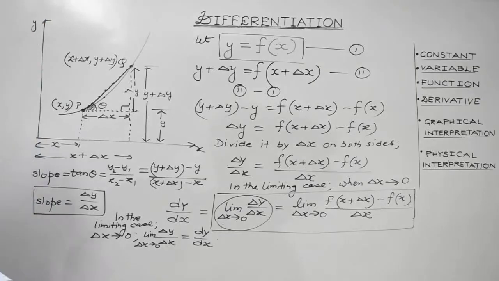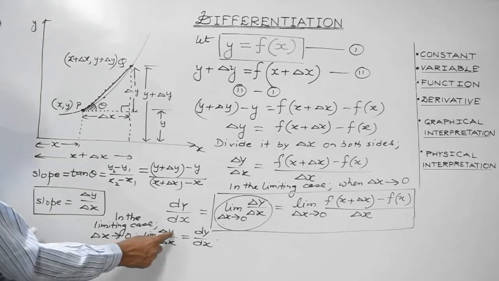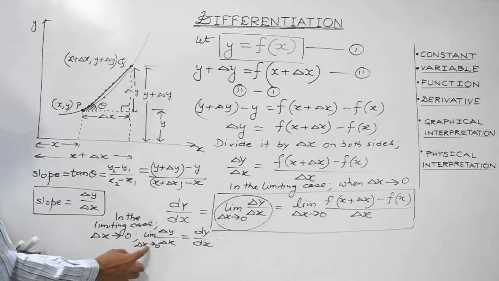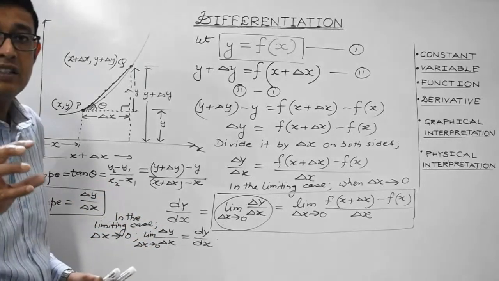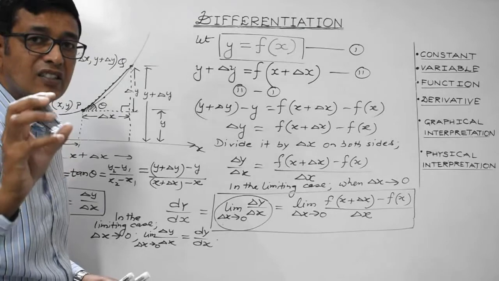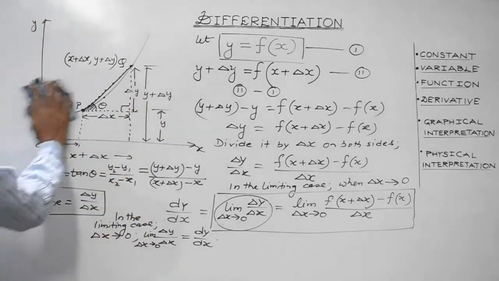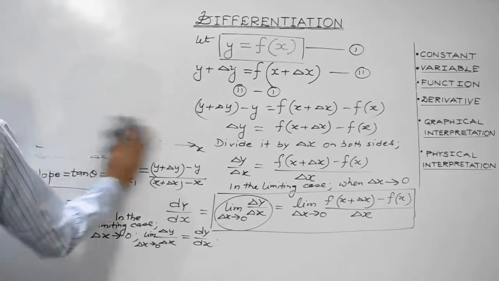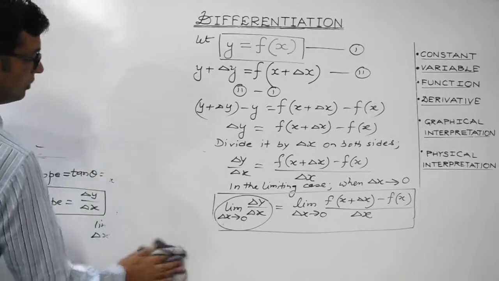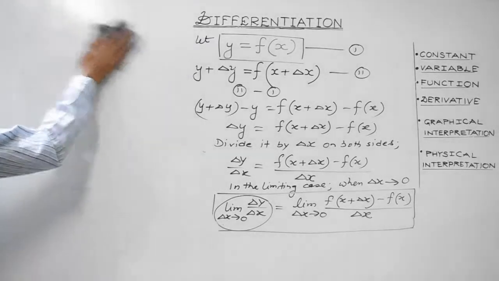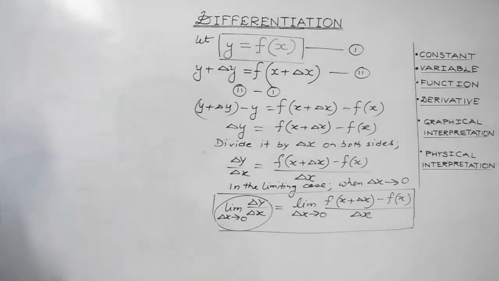So now let's try to understand the physical significance of differentiation. Just now I told you, when del y by del x is taken in the limiting case, that is when del x approaches 0, then it becomes the instantaneous rate of change of y with respect to x. Right? So now let's discuss the physical meaning of differentiation. I'll give several examples related to this.